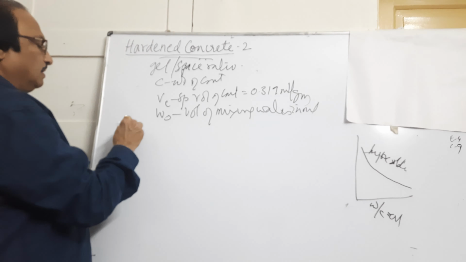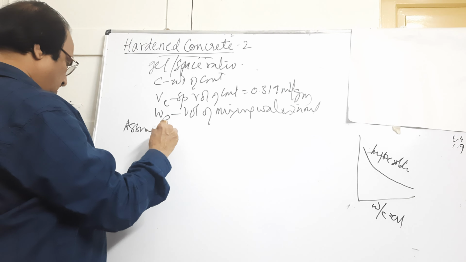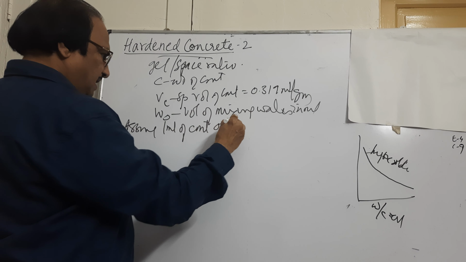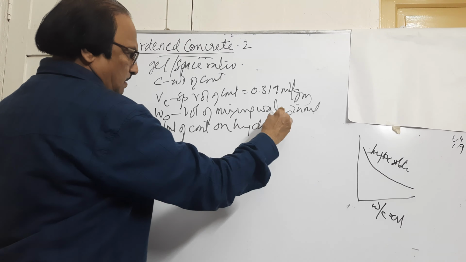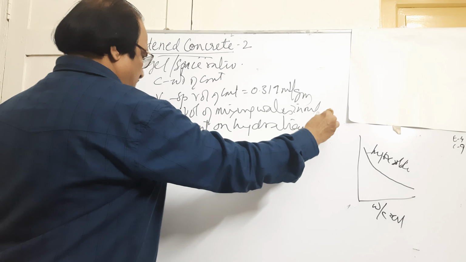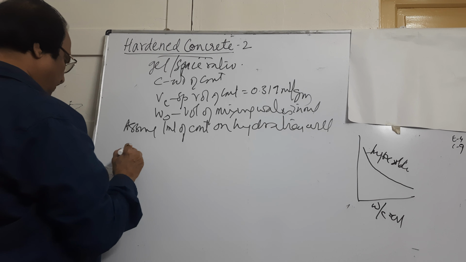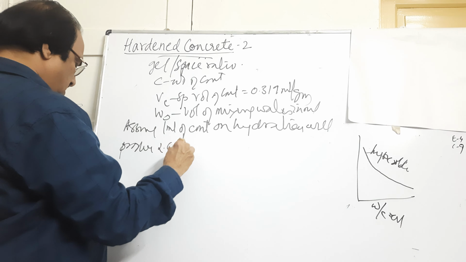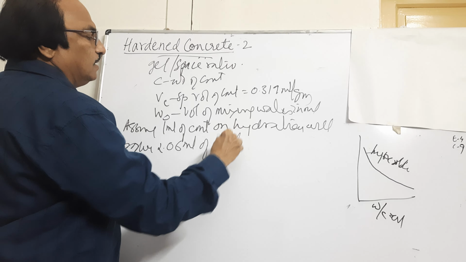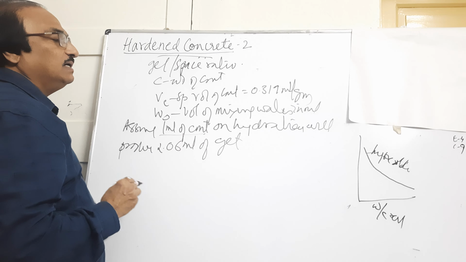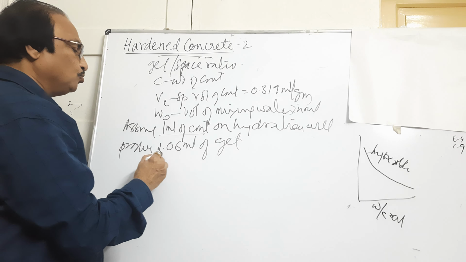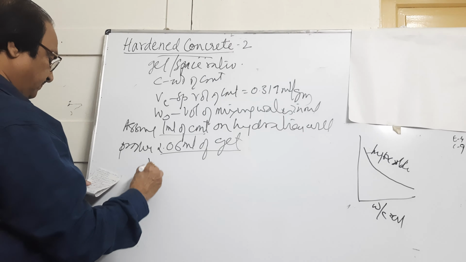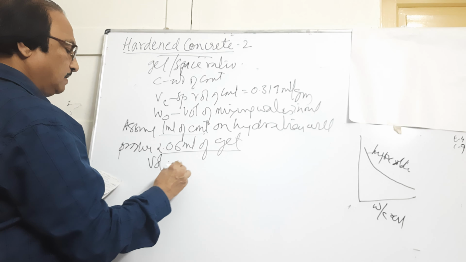Then assuming 1 ml of cement on hydration will produce 2.06 ml of gel. So this you have to remember: 1 ml of cement on hydration will produce 2.06 ml of gel. So using this property we can find out the volume of gel.